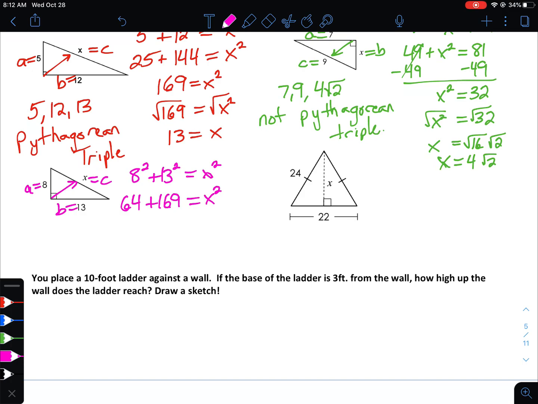Which then 64 plus 169 is 233. And we'll set that equal to x squared. And then we'll take the square root of each side. So the square root of 233 is equal to the square root of x squared, which is just x. And in this case, it turns out that the square root of 233 actually cannot be simplified. So that's going to end up being what we leave for our final answer.